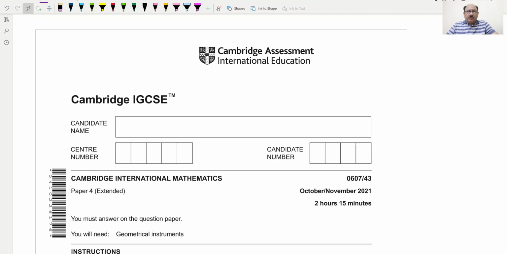Hello everyone, today we'll be going through Cambridge IGCSE International Mathematics 0607/43 October/November 2021. This is paper 4 extended.